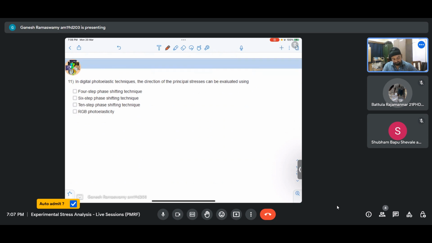In digital photoelastic techniques, the direction of principal stresses can be evaluated using which of the following methods? So the 4, 6 and 10 step are basically all phase shifting techniques.